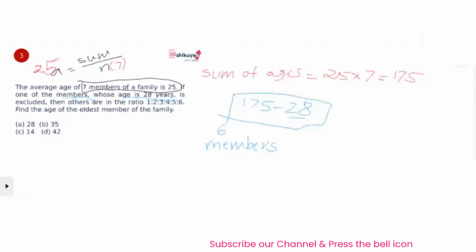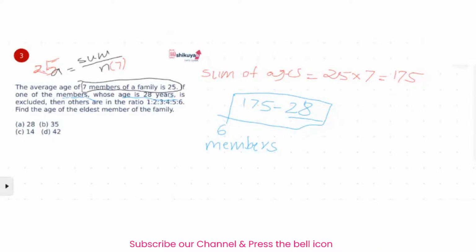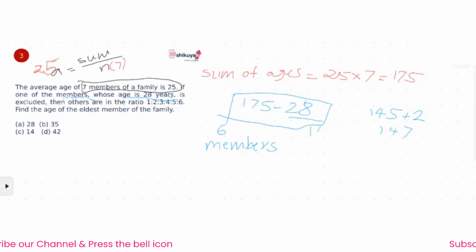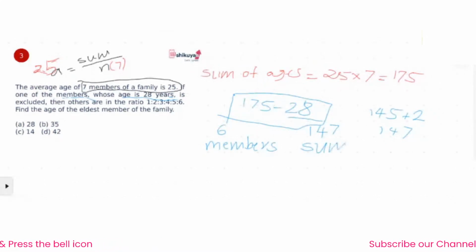So what is 175 minus 28? Reduce 30 from 175. So 175 minus 30 is 145. Now add 2 so that you will get 175 minus 28, so 147. Look at this carefully, the sum of the new family after excluding one person is now 147. What is the next data given to us?